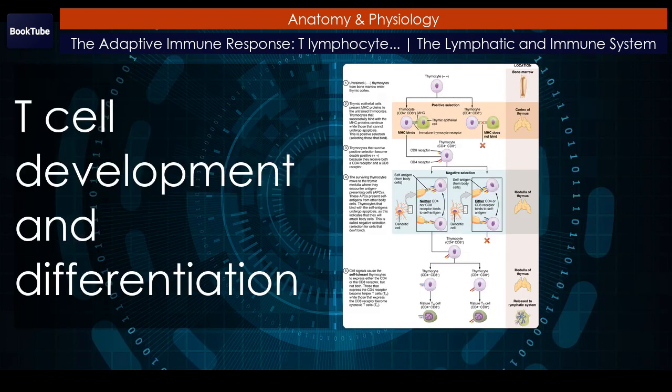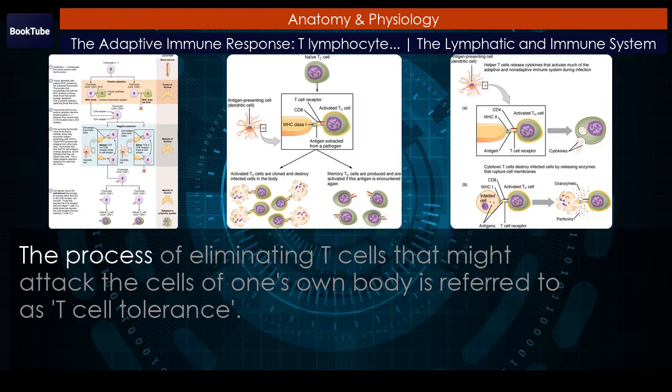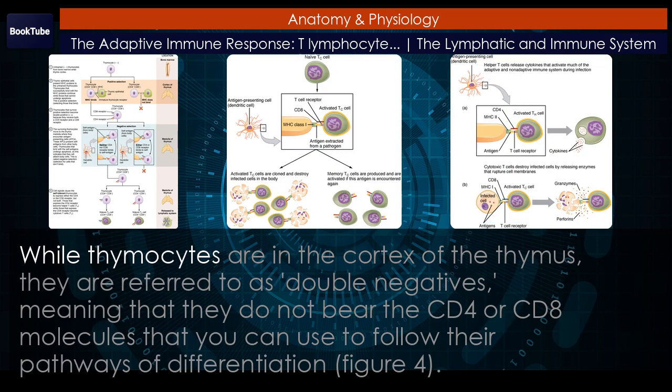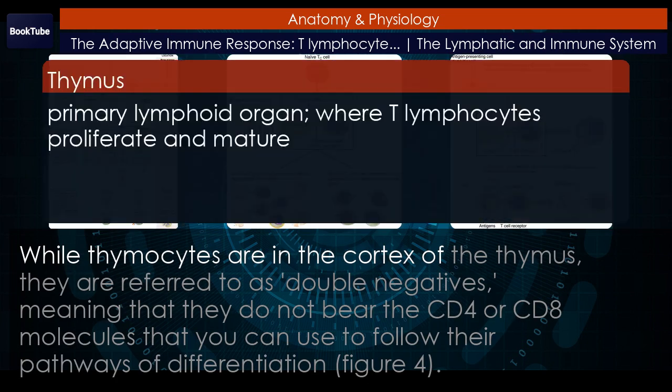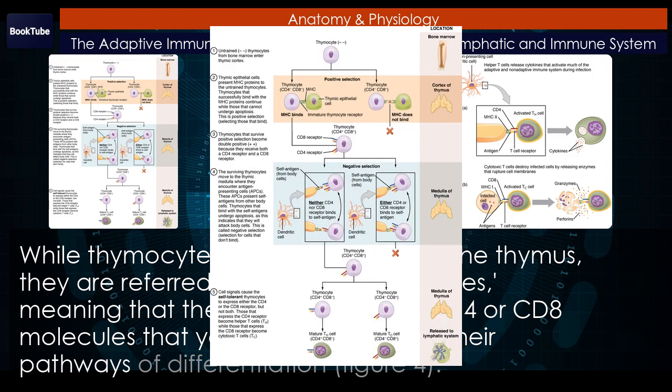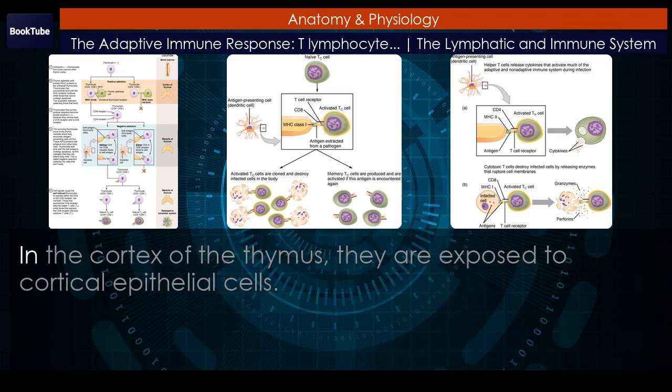T-cell development and differentiation. The process of eliminating T cells that might attack the cells of one's own body is referred to as T-cell tolerance. While thymocytes are in the cortex of the thymus, they are referred to as double negatives, meaning that they do not bear the CD4 or CD8 molecules that you can use to follow their pathways of differentiation. Figure 4. In the cortex of the thymus, they are exposed to cortical epithelial cells.